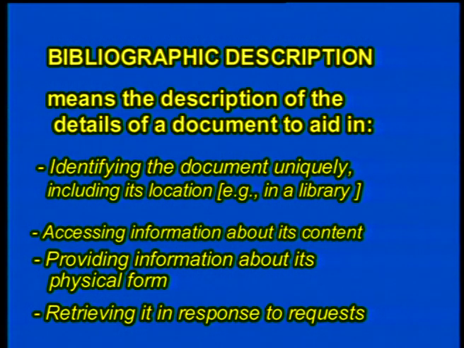When we say bibliographic description, what we are really saying is that we are describing the details of a document to assist in identifying the document uniquely, including its location. For instance, in a library, merely saying the details of the document is not enough. You have also to say where that document is physically located. It also serves accessing information about the content of that document, providing information about its physical form, and retrieving that document in response to inquiries or requests for information.